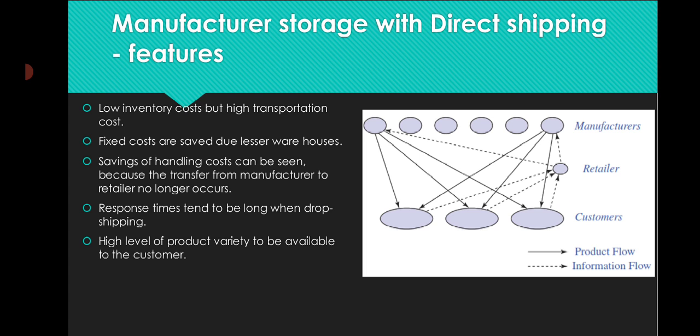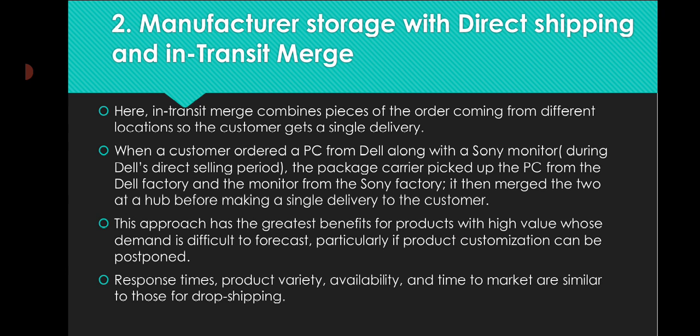Low inventory costs but high transportation cost. Fixed costs are saved due to fewer warehouses. Savings in handling costs can be seen because the transfer goes from manufacturer to retailer, no longer across. Response time tends to be long with drop shipping. A high level of product variety is available to the customer.